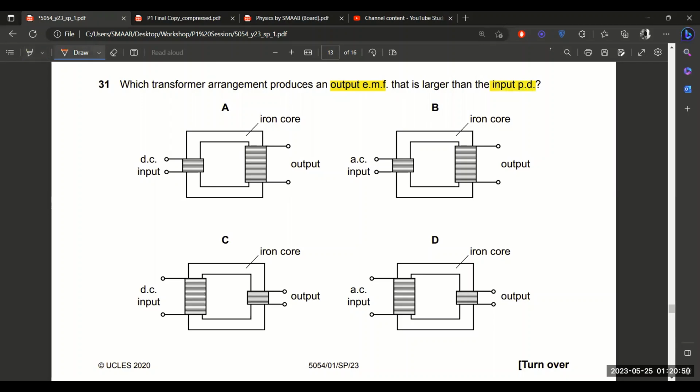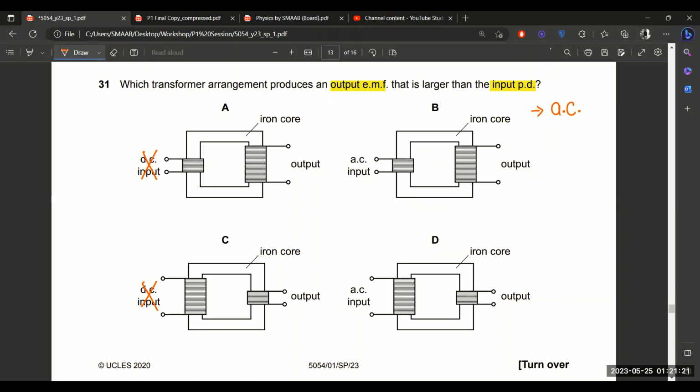You know the concept that it depends upon the number of turns. The most important thing when we are working with a transformer is that we only deal in AC. We are not working with DC when using a transformer, because we need to change the direction of the electric current. That will change the magnetic field in the neighboring coil, so EMF will be induced. So we are not dealing with DC, and option A and C are not possible.